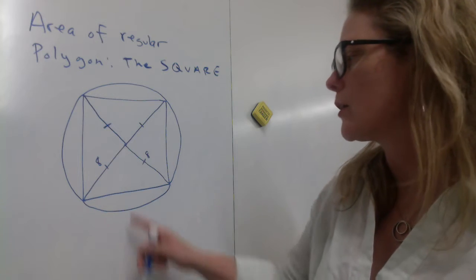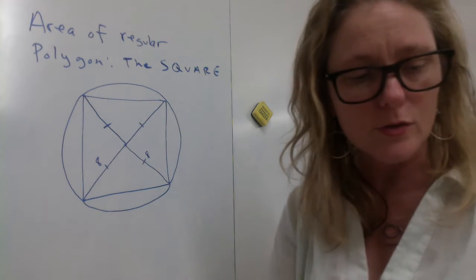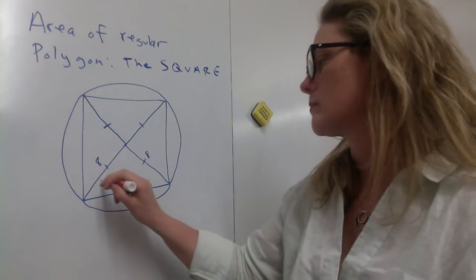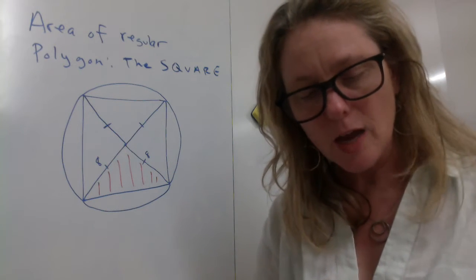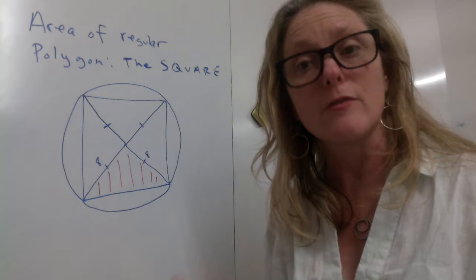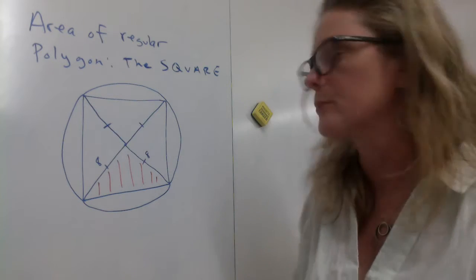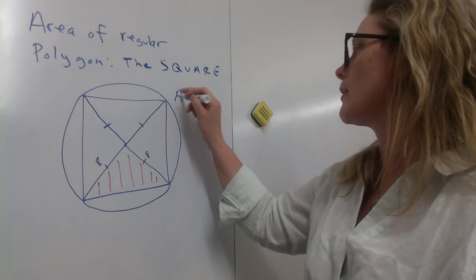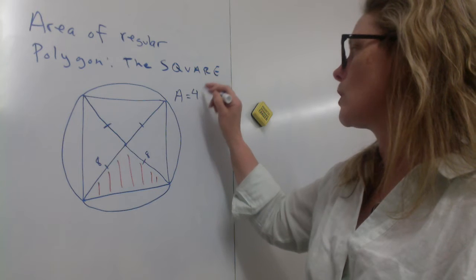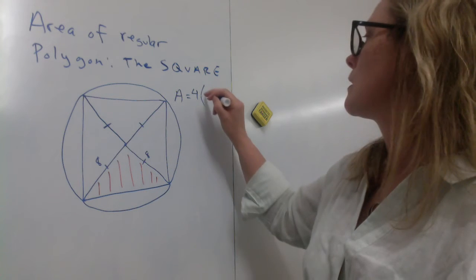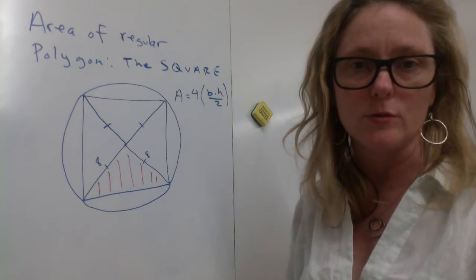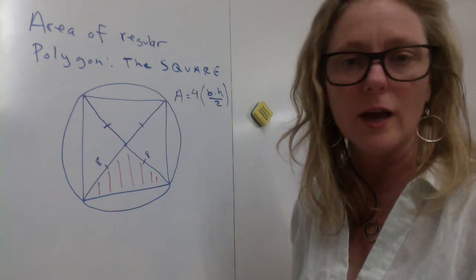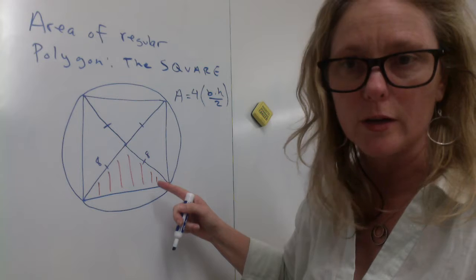So I'm going to find the area of one of these triangles, just like I did in that last problem, but instead of timesing it by 3, I'm going to times it by 4 because there are 4 of them. So I'm going to write my area is going to be 4 times the base times height divided by 2. That's what I'm going to use to find the area for that square.